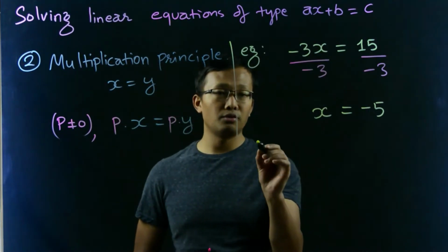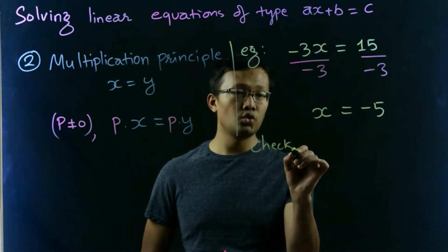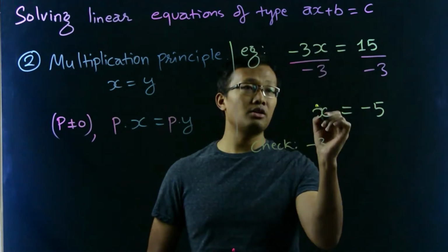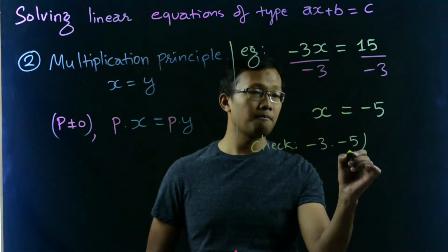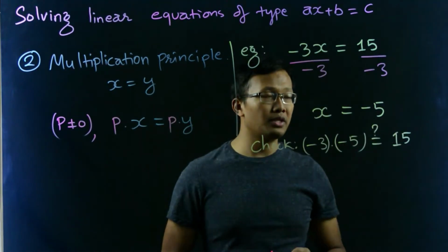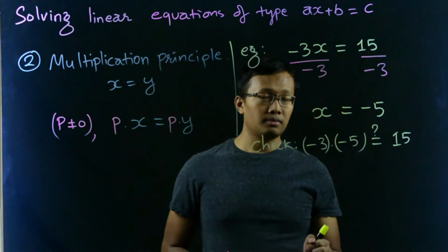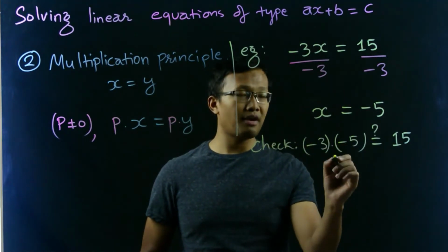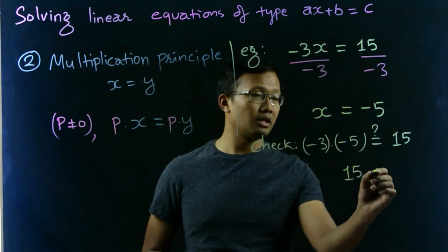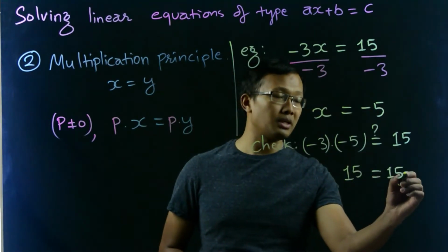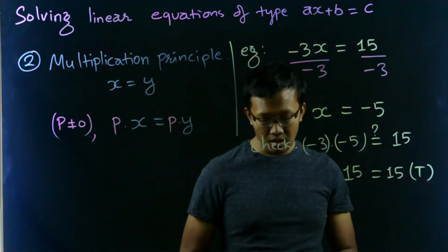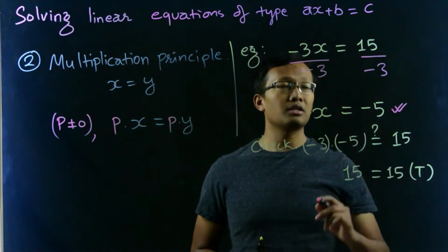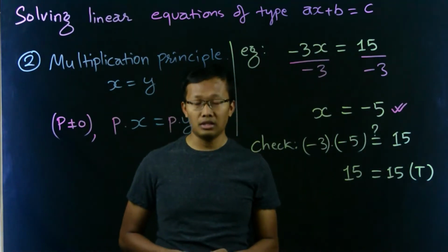We want to check whether this solution is true or not. We have -3 times the value of x, which is -5. We don't know yet whether this is true, but negative times negative is positive. 3 times 5 is 15, and 15 equals 15, which is a true statement. So we can say that x = -5 is the correct solution for the given equation.